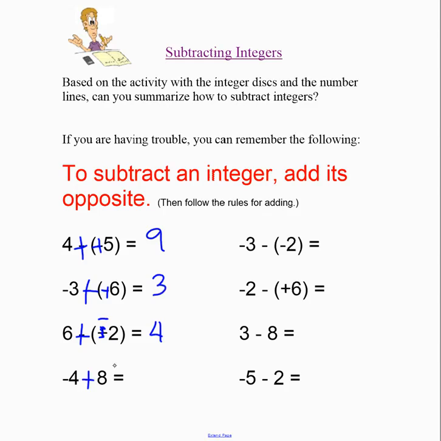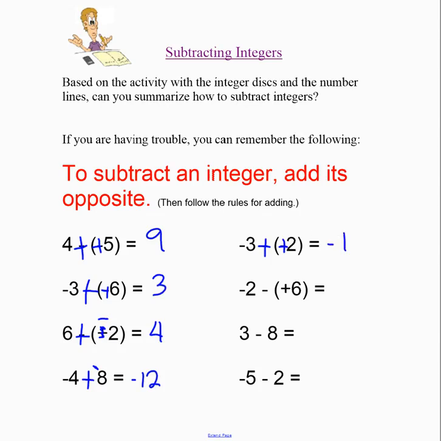Now when there's no sign, remember in math when there's no sign it means positive. So I'm going to add the opposite of 8 or positive 8, and I get negative 8. So what's negative 4 plus negative 8? I'm going to get negative 12. Again here I'm going to add the opposite of negative 2, which will be 2. Negative 3 plus 2 will be negative 1.